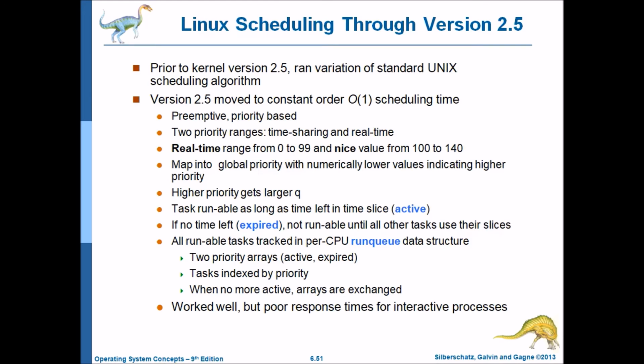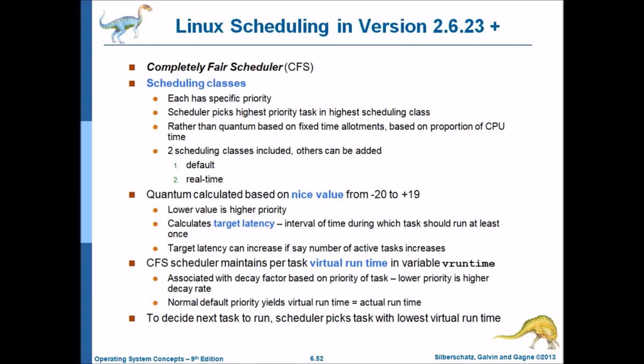During development of the 2.6 kernel, the scheduler was again revised and released in version 2.6.23 of the kernel, which is called the Completely Fair Scheduler, which became the default Linux scheduling algorithm. Scheduling in Linux systems is based on scheduling classes. Each class is assigned a specific priority.